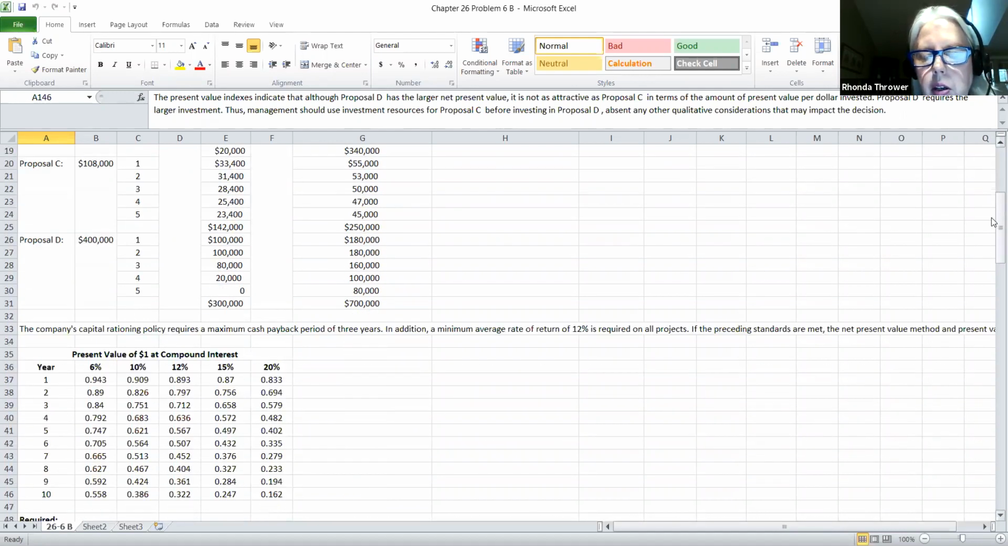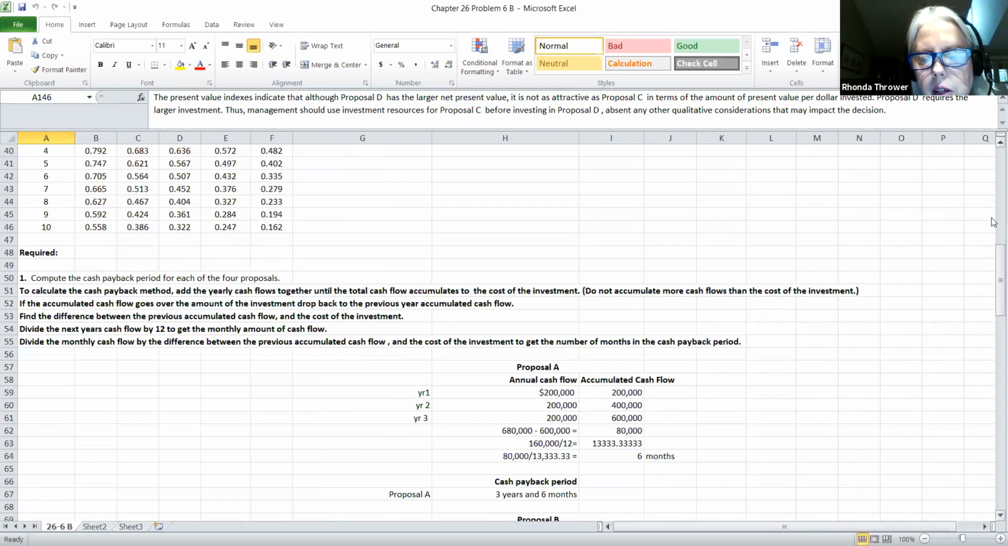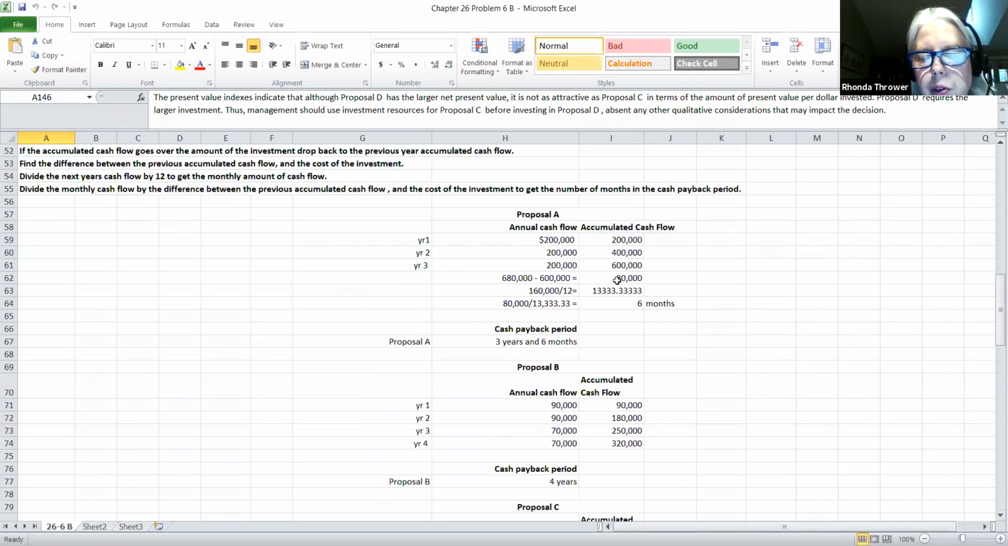I'm going to take $160,000, the cash flow for year 4, and I'm going to divide it by 12 months to get the monthly amount of the cash flow that we would be recovering during that year. The monthly amount is $13,333.33. I went ahead and rounded it right here.